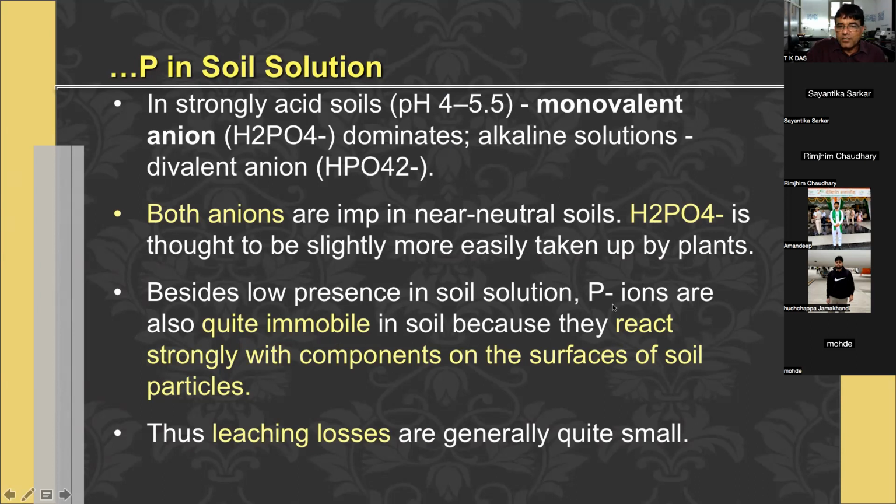Besides low presence in the soil solution, phosphorus ions are also quite immobile in soil because they react strongly with compounds and on the surface of the soil particles. Their movement in soil is very, very slow. If they move from one side to another, they can be easily fixed, meaning they are walking themselves into the death trap. You can say they are going immediately.